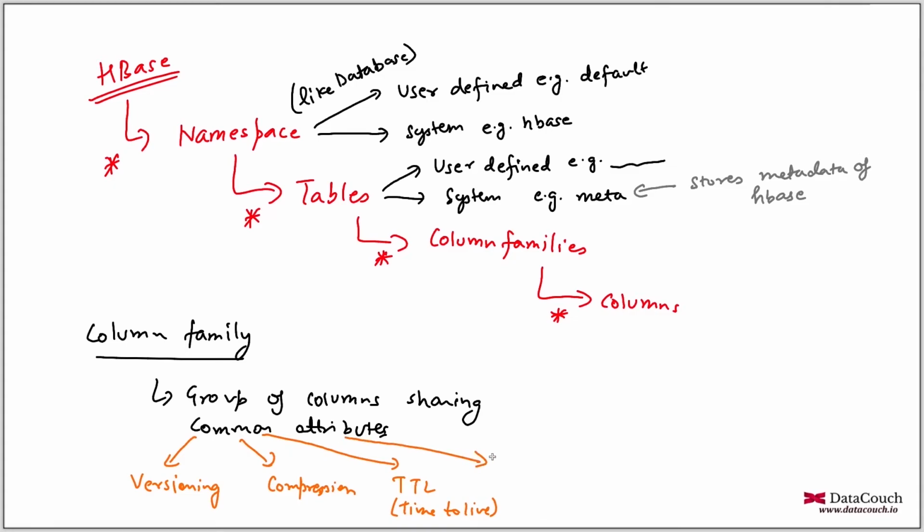Apart from that, you can also see that some data requires caching, because that data is frequently accessed. So you can say that a few columns I am setting as cached columns, other columns I don't need caching. Similarly, you can also define block size. So you can say that this particular column family has a larger block size, and other column families have a smaller block size.